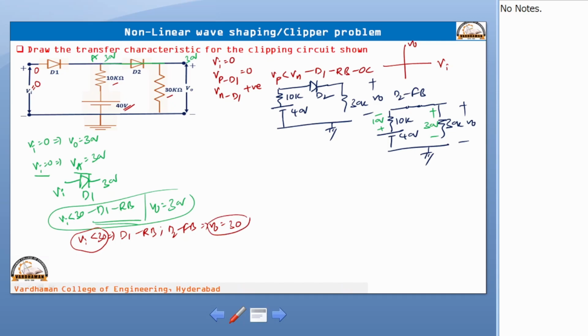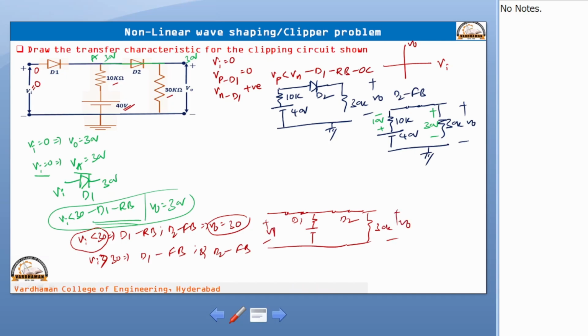But when you apply VA greater than 30, diode D1 will go to forward bias and diode D2 is also in forward bias. Both diodes will be short circuited. At that time, if you observe the circuit, D1 is short circuited, D2 is short circuited, whatever the resistors are there, that is okay, and the output resistor is also 30K, but the output is exactly in parallel with the input now. These two are parallel branches only. So, here you will get output equal to input.